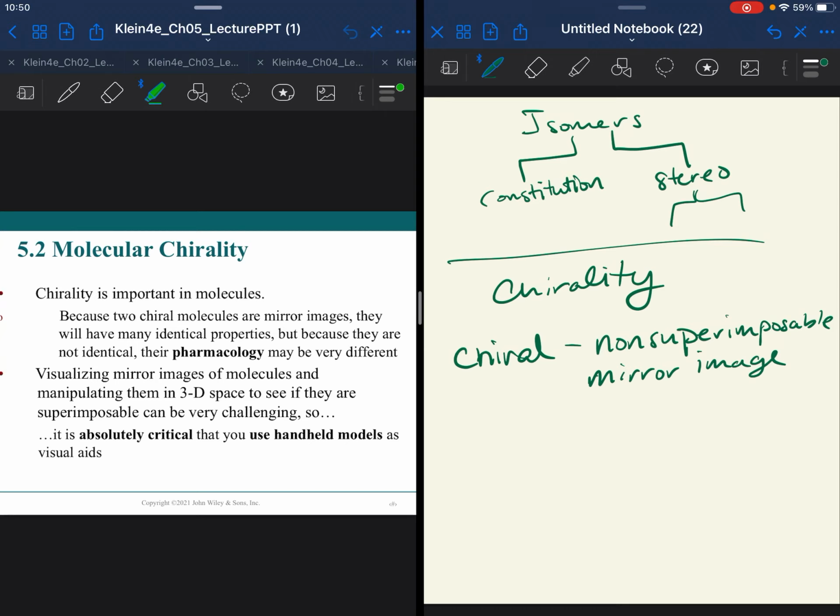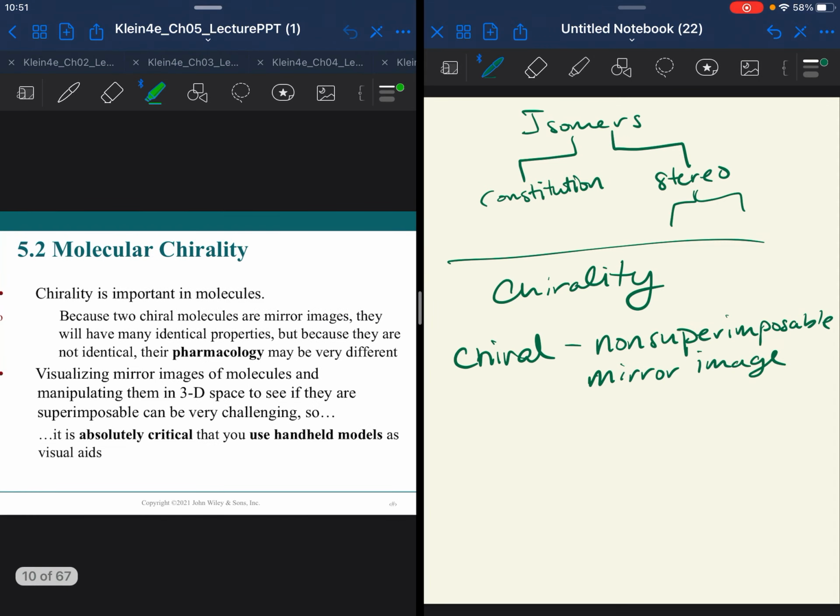Well, we have that experience with molecules as well. Chirality is important for a couple of different reasons. Since it's the same connectivity but different orientation in space, they can have very similar physical properties, but their pharmacology, some of their chemical ways that they behave might be different. That can be very important. We're going to talk about that.